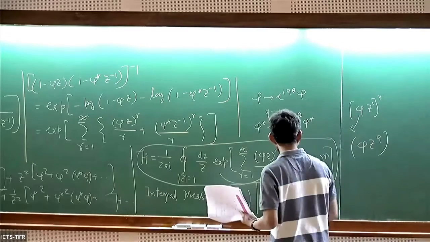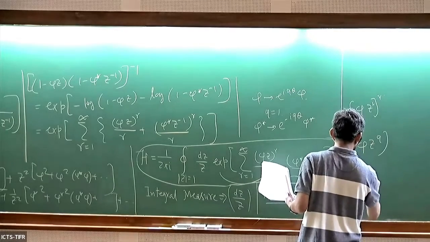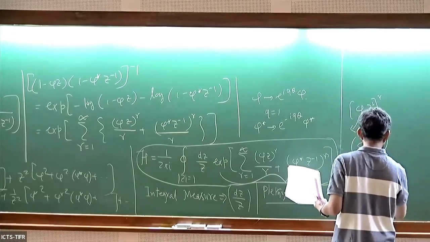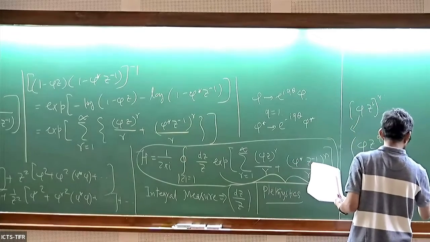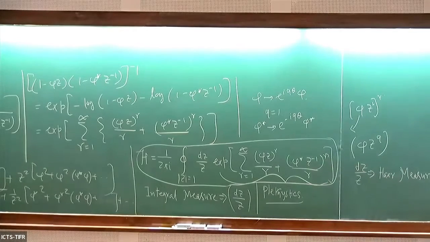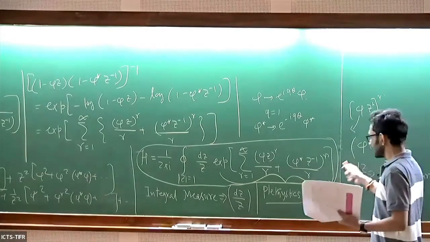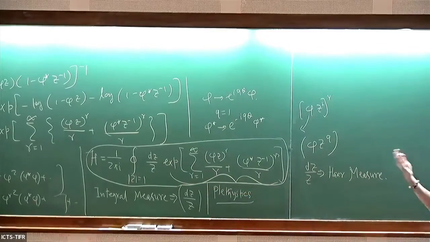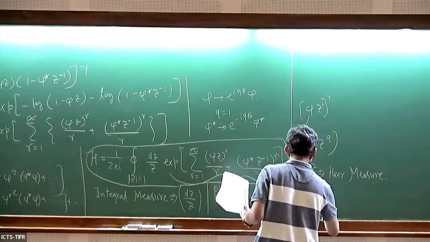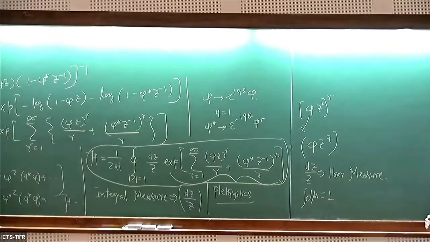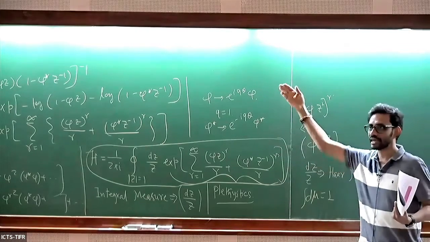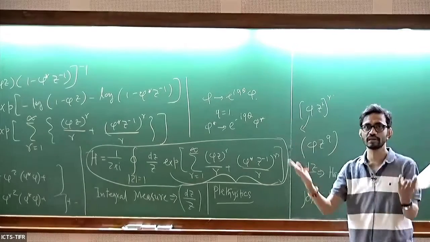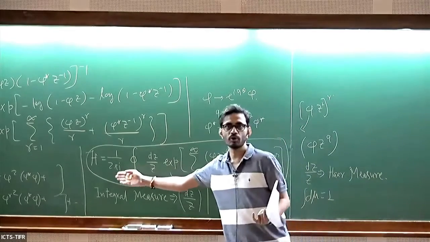This dz by z, this integral measure, has a special name. It's called the Haar measure, H-A-A-R. And this 1 by 2 pi i is a normalization I'm using, so that if I take this d mu, the integral should be 1. Because dz by z will give you a 2 pi i, that 2 pi i cancels between numerator and denominator, and I get 1. So this 2 pi i is basically the normalization.